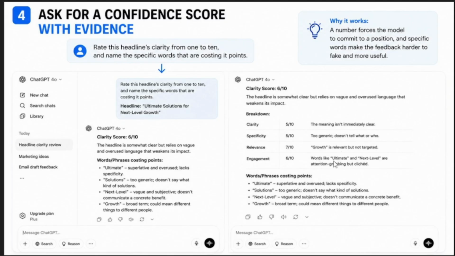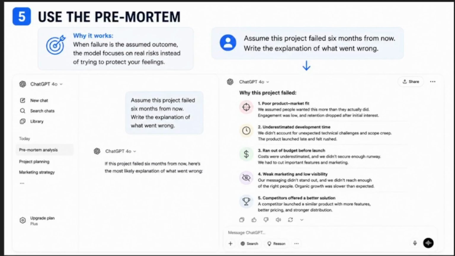Third technique, and this one is my favorite because it takes 8 seconds to add and changes everything. Ask for a confidence score with evidence. Instead of, is this a good headline? Try, rate this headline's clarity from 1 to 10 and name the specific words that are costing it points. A number forces the model to commit to a position instead of hiding behind soft, pleasant language. Vague praise is where sycophancy lives. Specific numbers and specific words are where honesty lives, because it's much harder to fake a 5 out of 10 with a real explanation than it is to fake, great job.